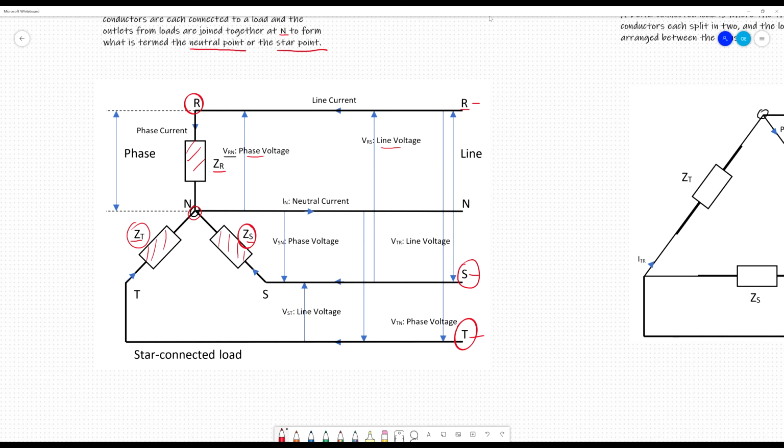So if I take those two wires and put a multimeter across them, what will the voltage be? The phase voltage is between R, for example, and a neutral line. So the phase voltage is always going to be lower than the line voltage.